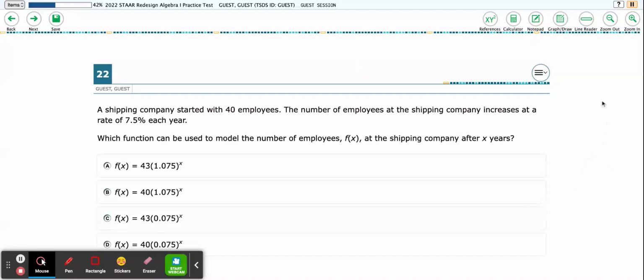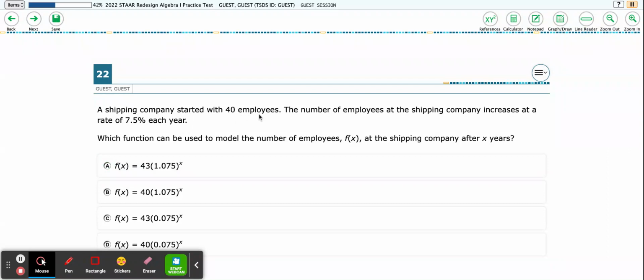All right, so we come to number 22. And what we find is that we've got a few sentences here. We'd actually call this a one sentence problem. But I noticed that the answer choices are all exponential. I know that it's exponential because x is in the exponent.